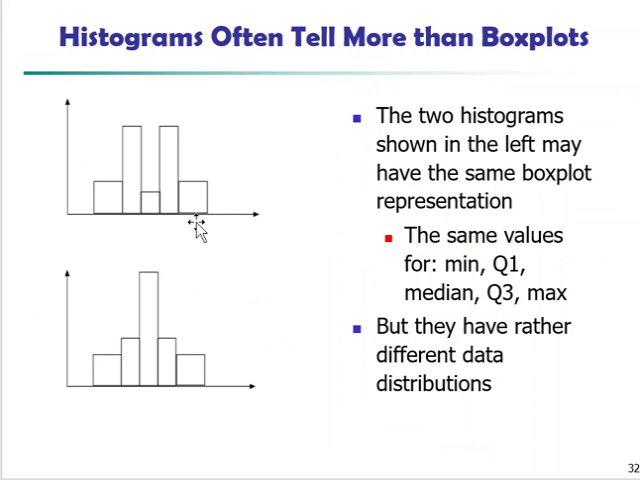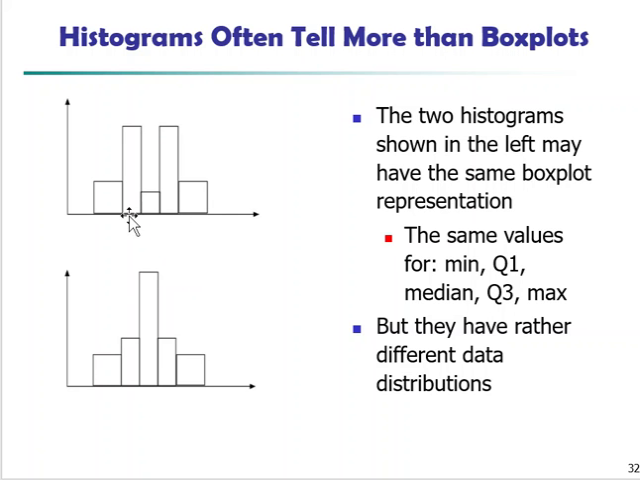Another point we want to make is that histograms can tell more information than box plots. They give you the entire distribution of the data points. In this example, the idea we want to illustrate is that box plots sometimes would be an overly simplified summary. In this case, these two distributions are very different. This one is a bimodal distribution. This one is more of a normal distribution with a unimodal characteristic.